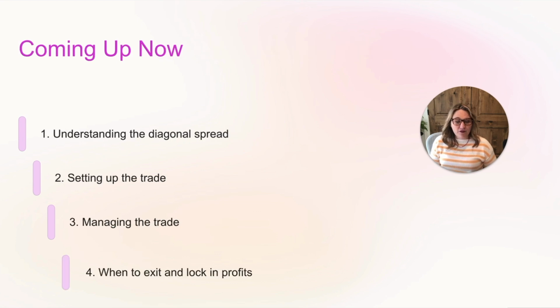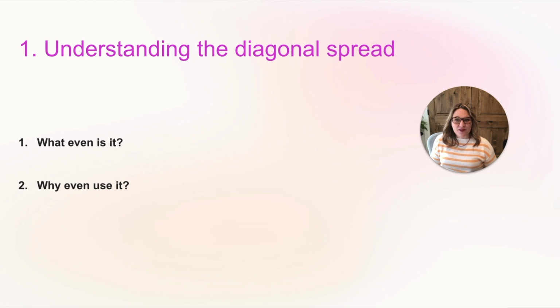So what we have coming up in this video is, one, we're gonna understand what the diagonal spread is. Two, we're going to set up the trade. I'm going to give you some examples. Three, I'm going to show you how you manage the trade once you set it up. And the fourth thing we're going to go over is when to exit and lock in profits. Because while we can run this for an extended period of time, like years and years, sometimes it makes sense to leave earlier because the profits are better leaving earlier. All right? Okay, so let's understand the diagonal spread.